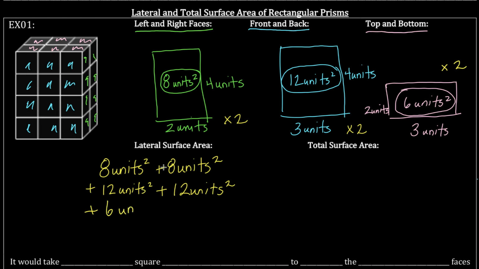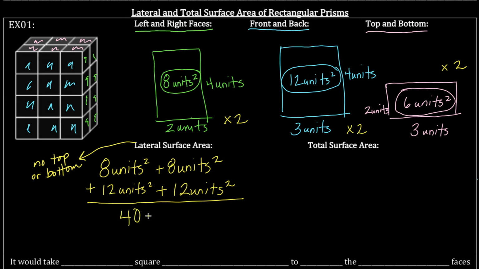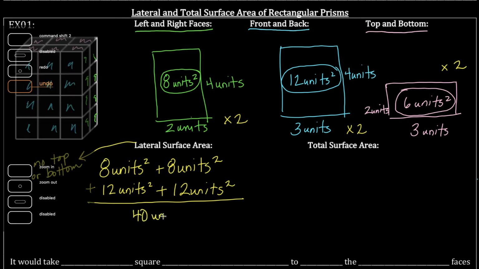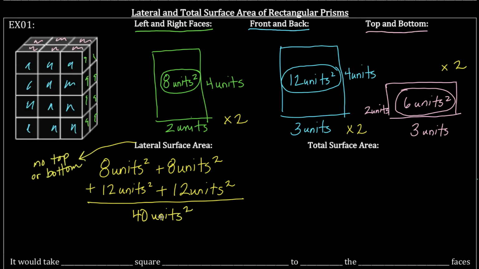Oh wait, we don't need the top and bottom. It's the lateral. So I'll put no top or bottom, just the part that it's sitting on. So that gives me 16 plus 12 is 28. 28 plus 12 is 40 units squared. So that's the lateral surface area.